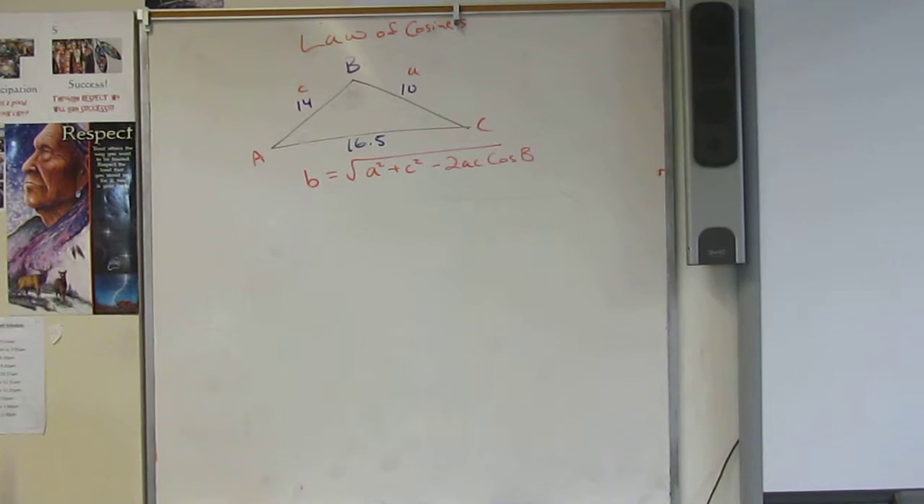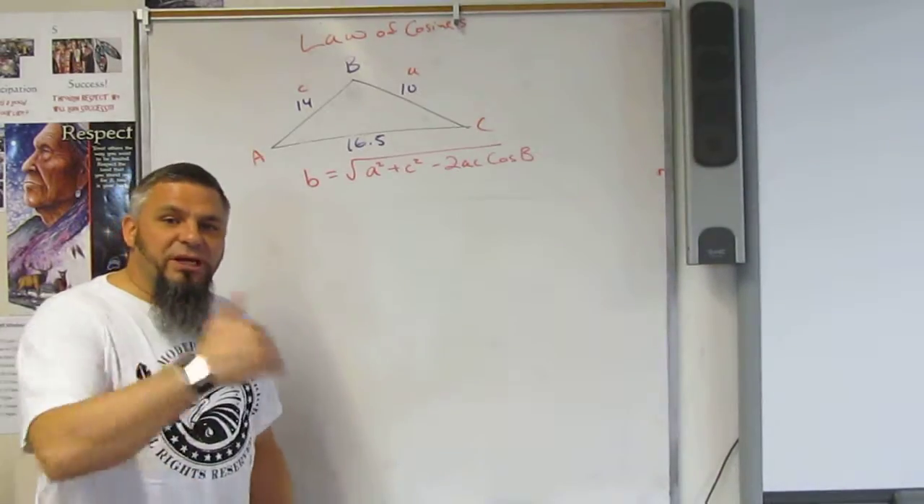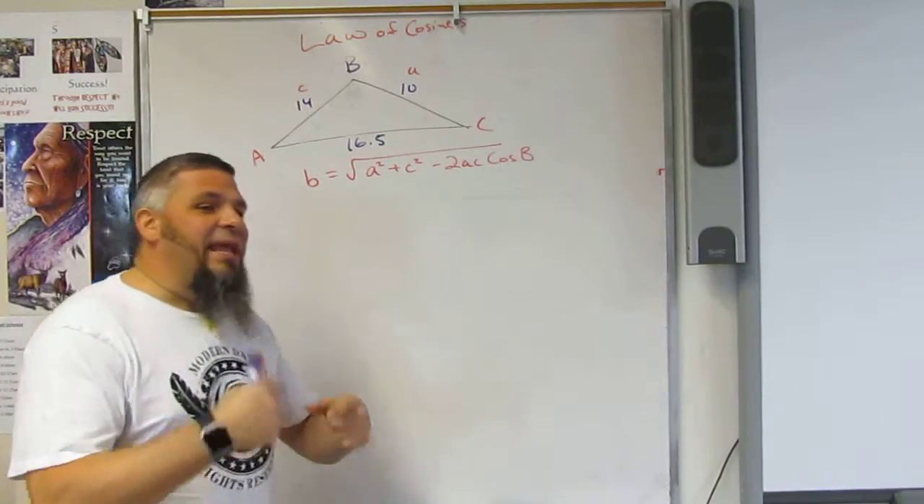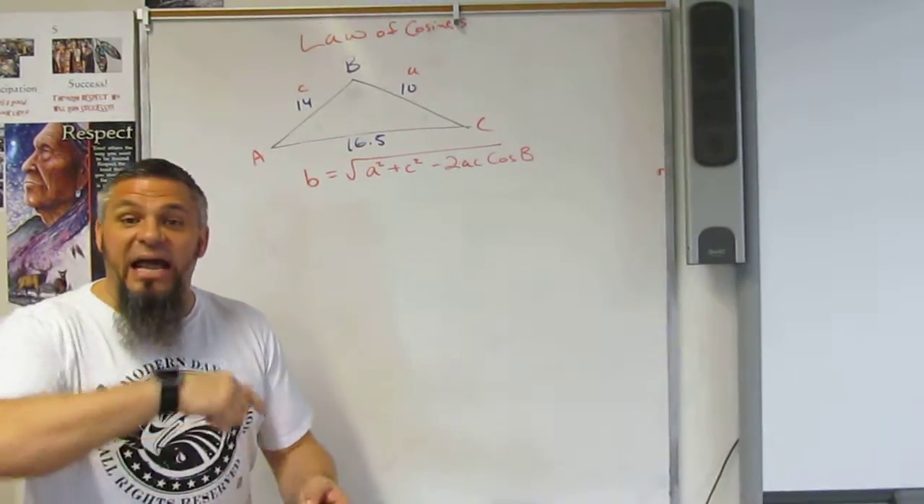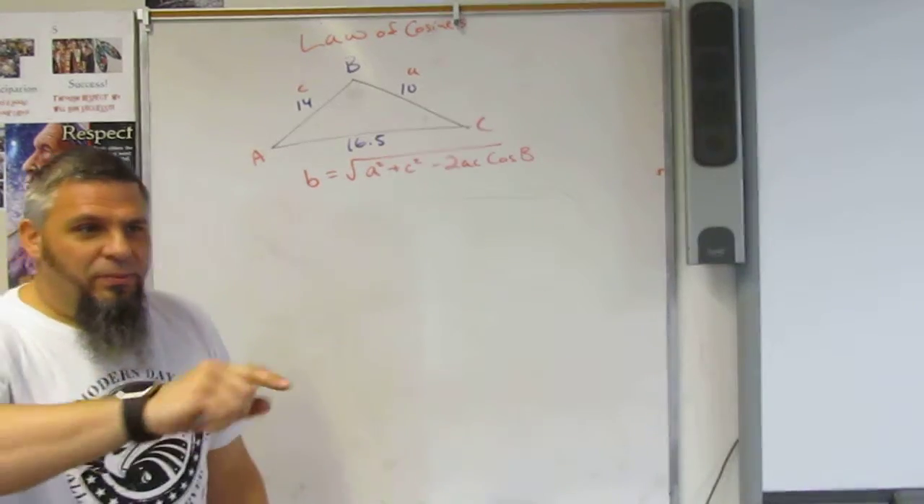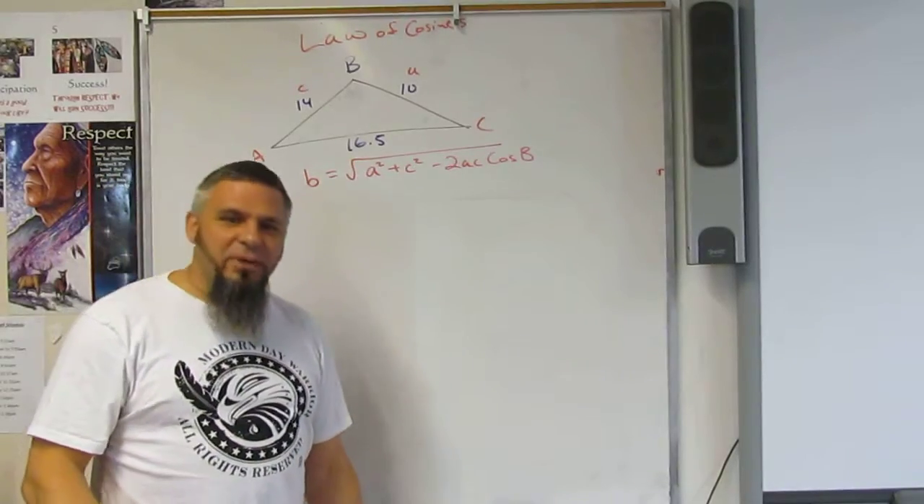But see, as I don't really follow the book, I like to give you the formula. Let's figure out the new formula, because sometimes we use the law of cosines. If you have the angle and the side opposite of the angle, then you use law of sines, which we talked about last period, but we'll talk about in about 10-15 minutes.